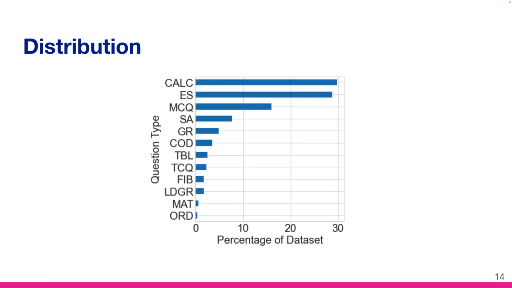Here you can also see the distribution of those 12 question types. Most questions submitted to our platform are calculation, almost 30% of the questions. Similarly, we have essay questions and MCQs, the 3 top question types that we need to manage. And the least frequent ones are ordering, matching, and ledger.